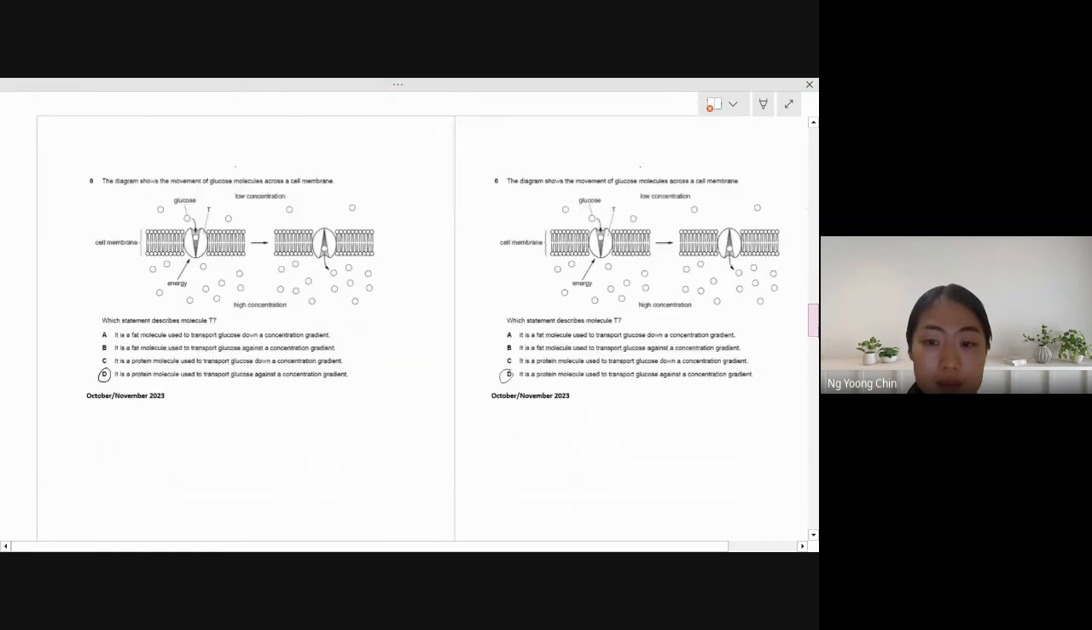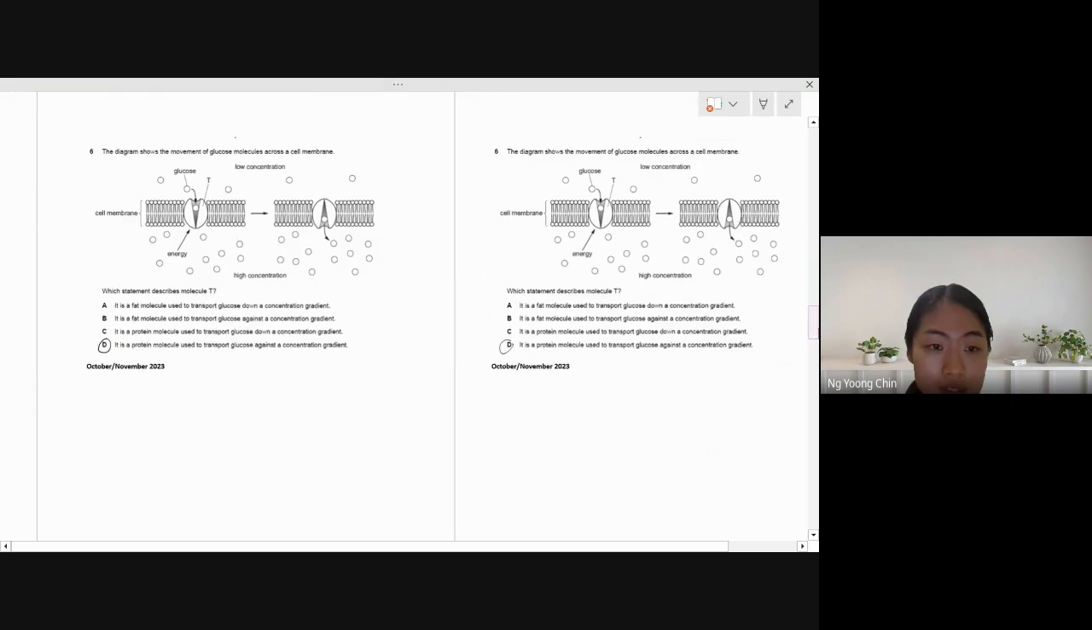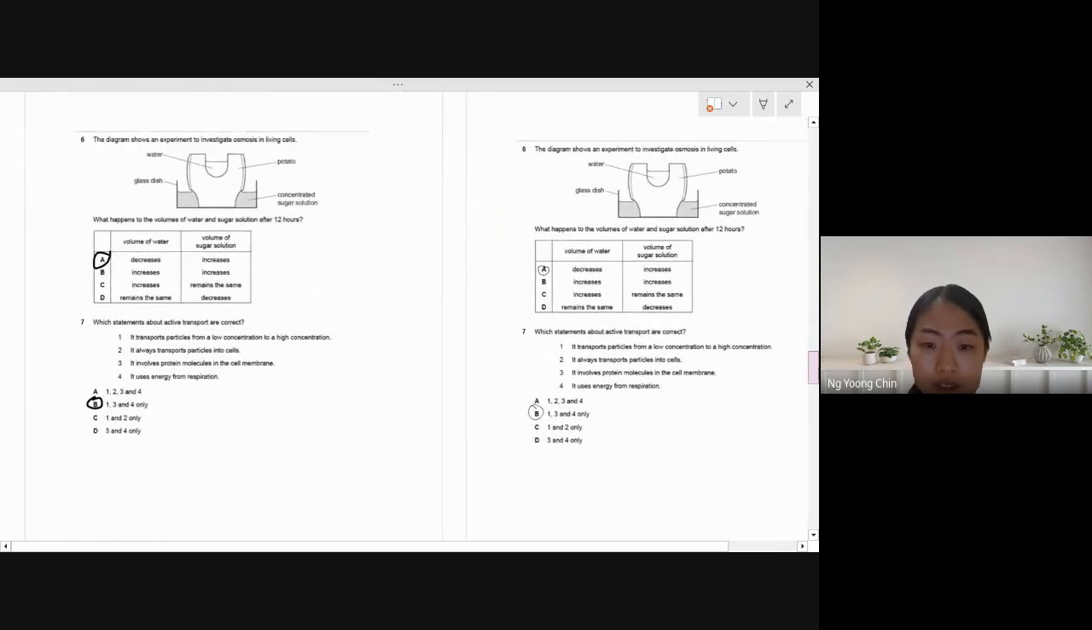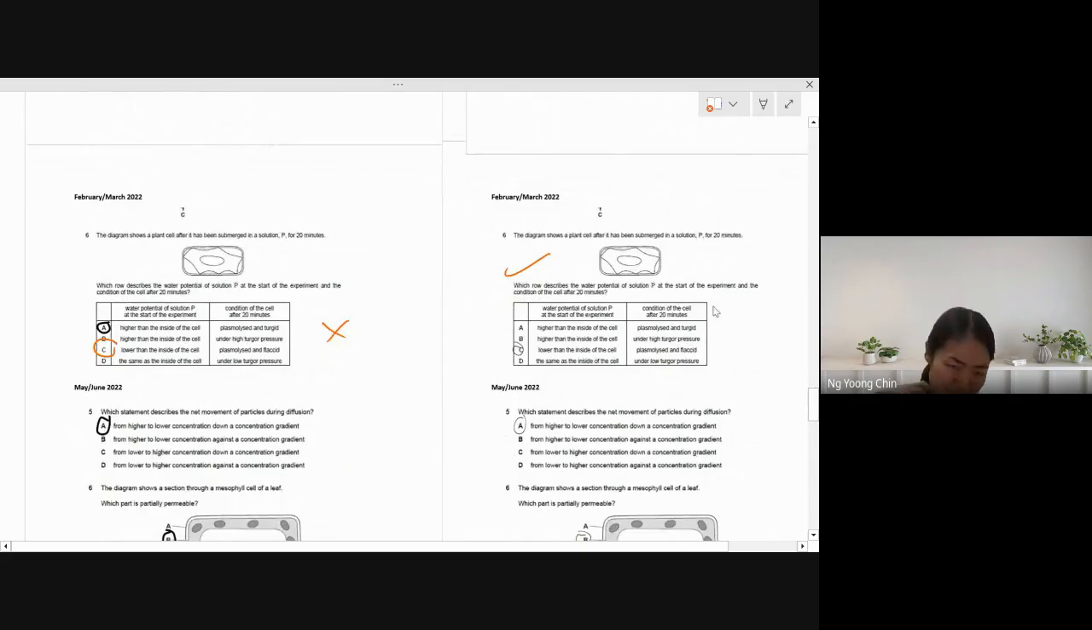Okay, simple question. This is talking about active transport. You require the carrier protein and also the energy, both. This is all correct. Okay, and then for this one, this is the plant cell. Then Ethan and Suyang, you tell me, how do you describe this condition of the plant cell? Flaccid, turgid, or plasmolysed? Which one?